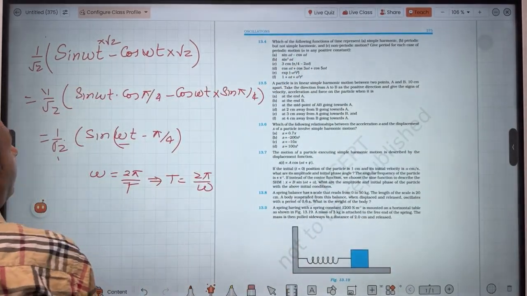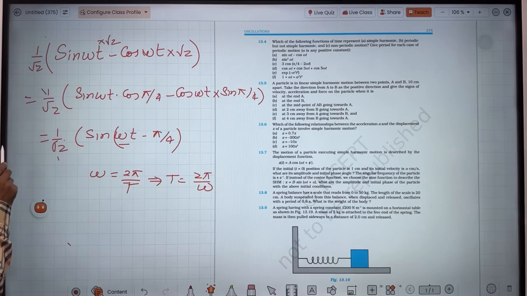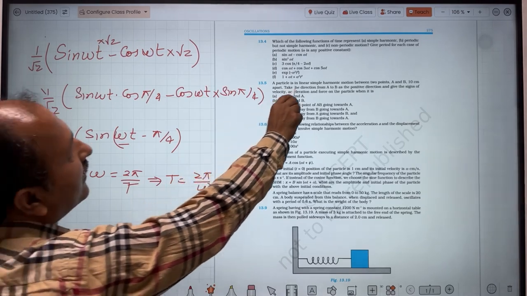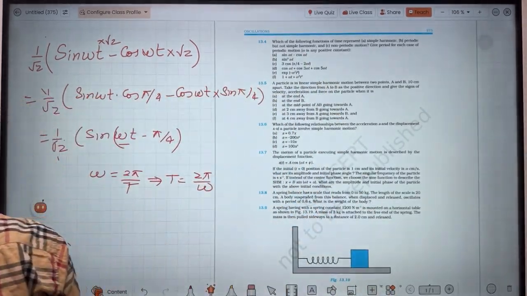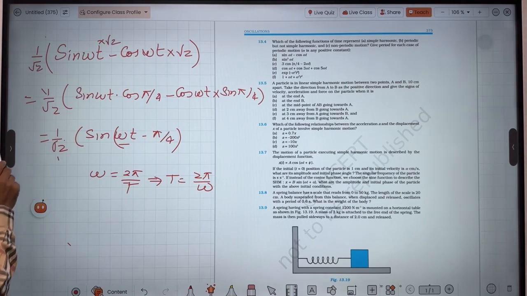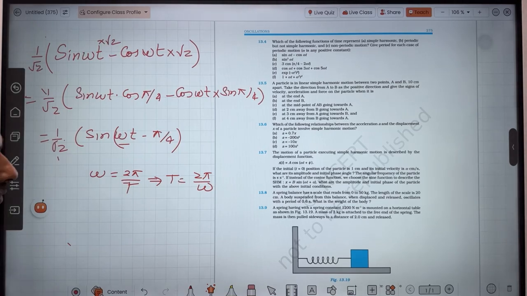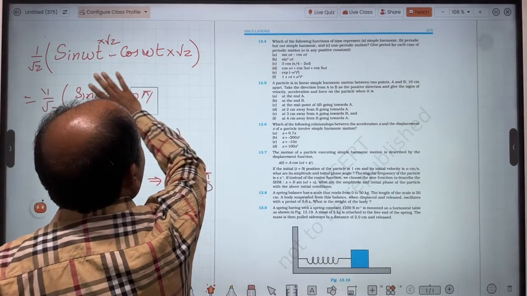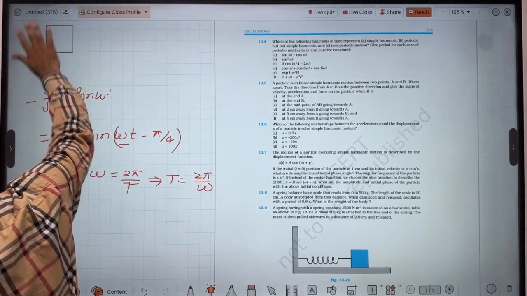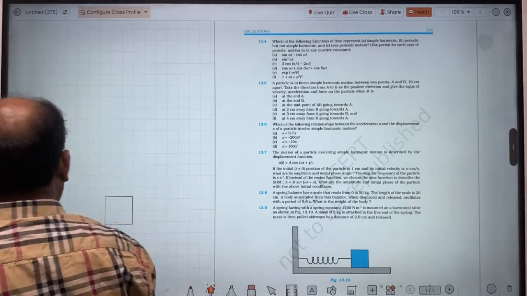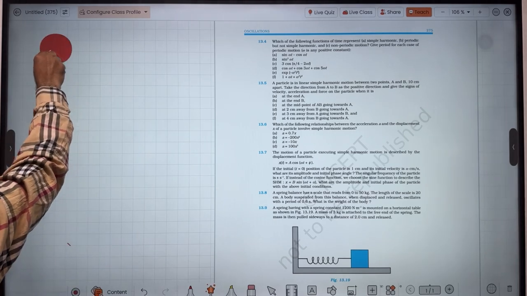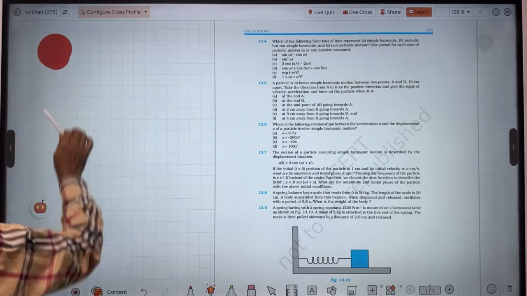Sine cube omega t. Here, even if we convert it into a single power, it will not be simple harmonic. So we can see different cases. Let's convert it into single power.